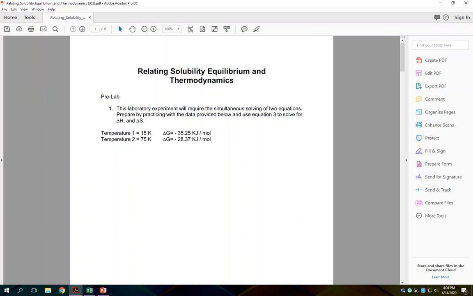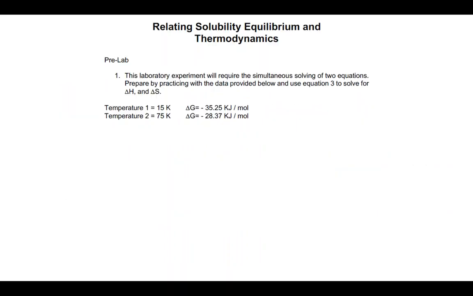So if you look at the pre-lab, it tells us that we're given the delta G, or the Gibbs free energy change, for a reaction at two different temperatures. So the first temperature is 15 Kelvin, the second temperature is 75 Kelvin. And we have different associated delta G values for the reaction at those two different temperatures. And it asks you to solve for delta H, the enthalpy change, and delta S, the entropy change. So let's go ahead and go over this.